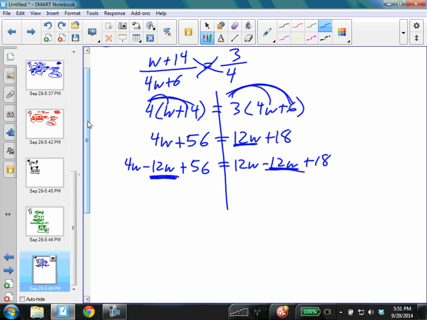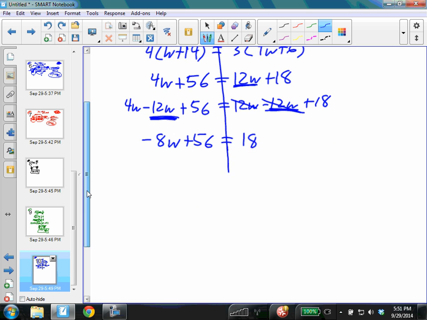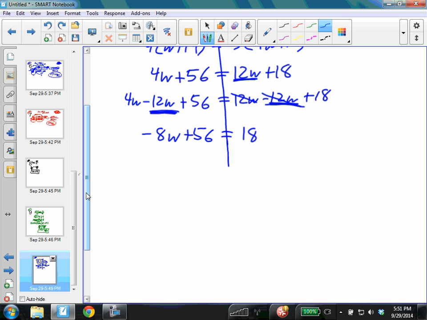So on this left-hand side, 4w minus 12w, well, 4 minus 12 is negative 8w plus 56. And then on the right side, the positive 12w and the negative 12w cancel, and we just get left with 18. It's positive 18, but I don't have to write the plus sign anymore because there's nothing to be adding to. So we just put the 18.